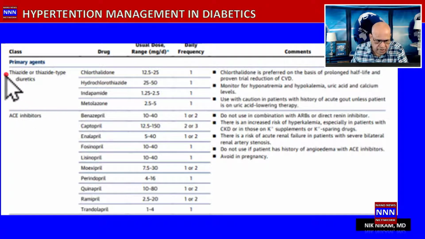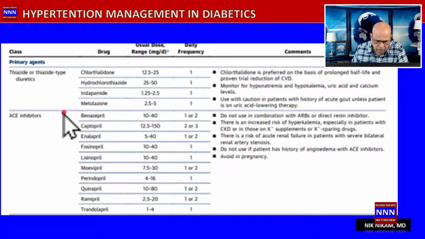So as far as diuretics are concerned, we have, of course, hydrochlorothiazide, which is used, but it's chlorthalidone which has been shown to reduce cardiovascular disease. When you're using diuretics like thiazide and loop diuretics, we need to monitor their sodium and also potassium levels.